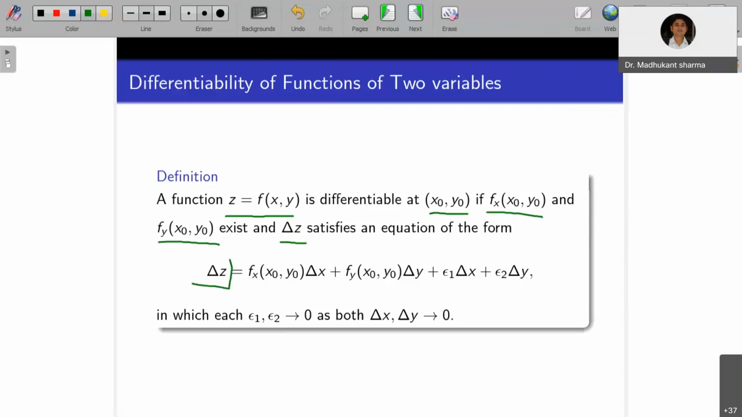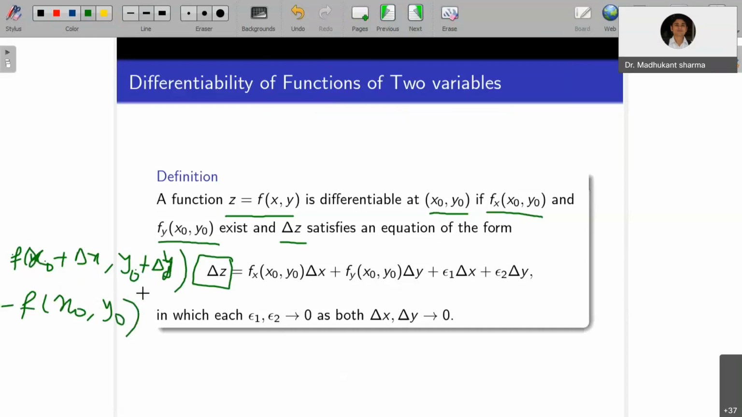So what is that delta z? I have just now spoken about that. It is f(x0 + delta x, y0 + delta y) minus f(x0, y0). This is the delta z. So how will you simplify it? That is going to be the simplified form.